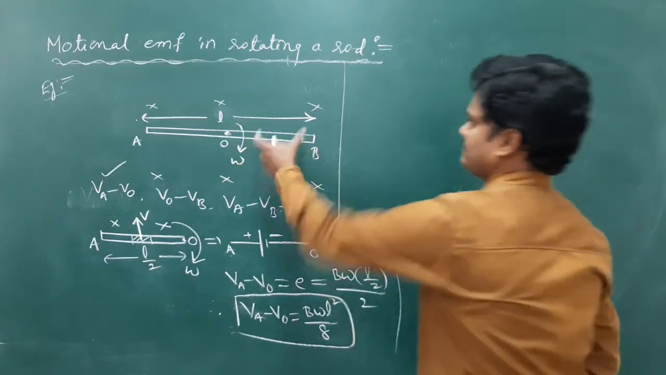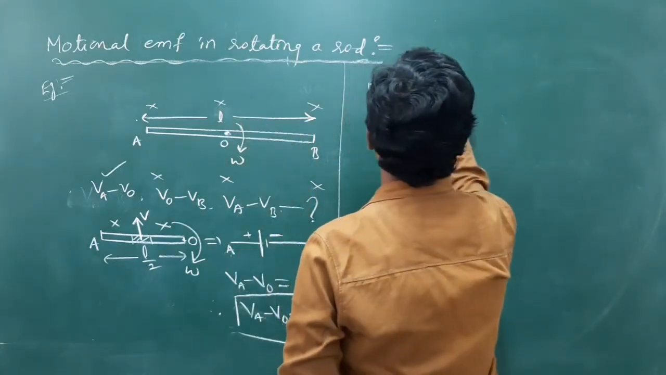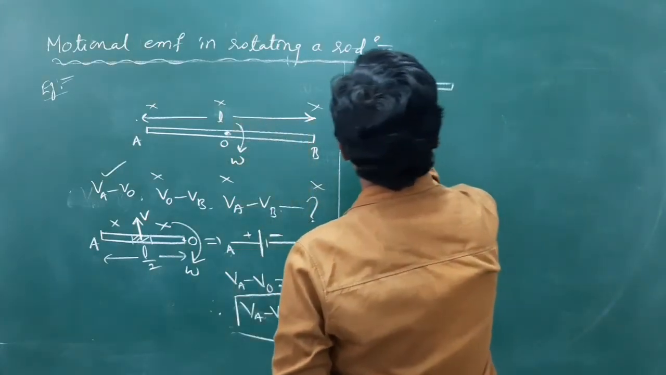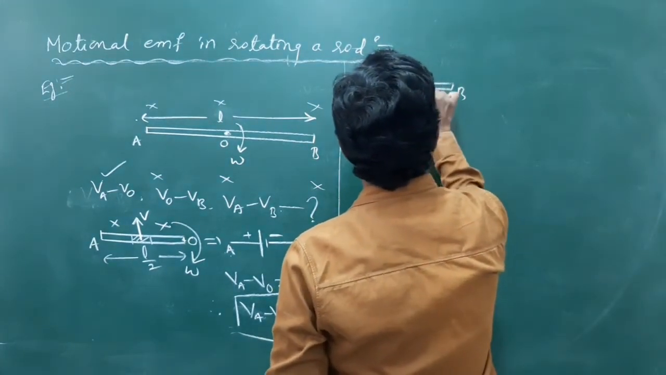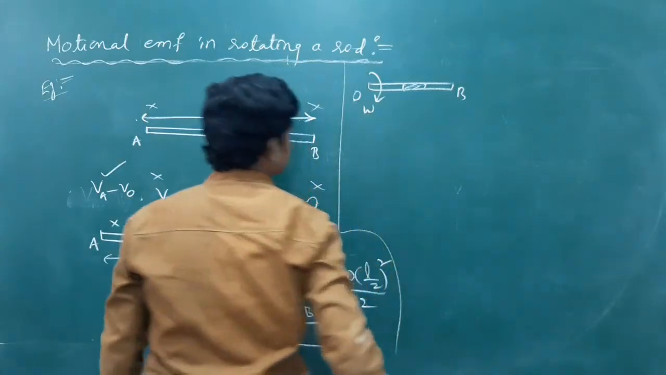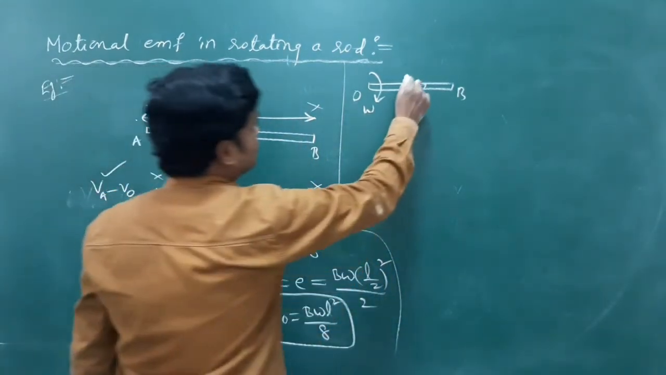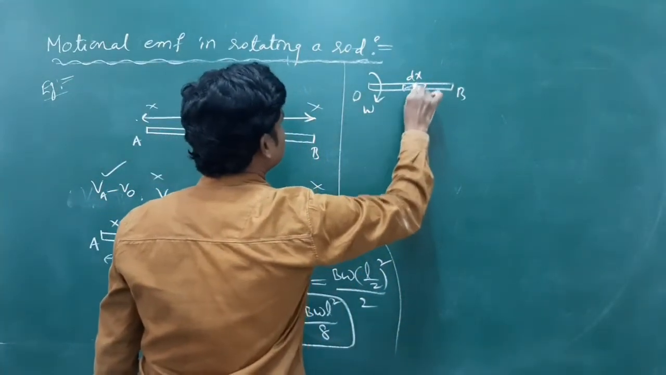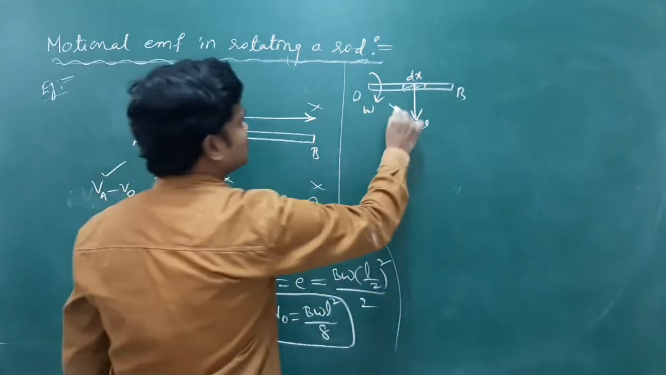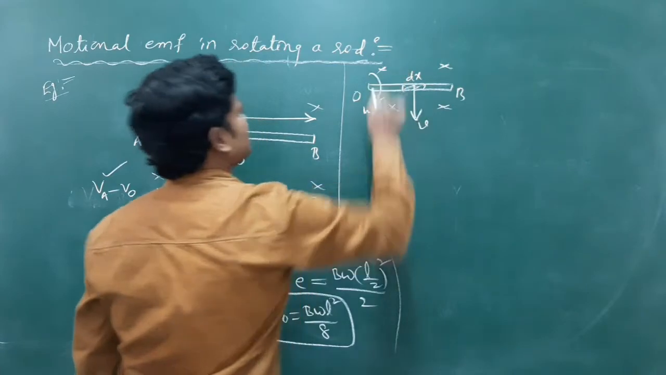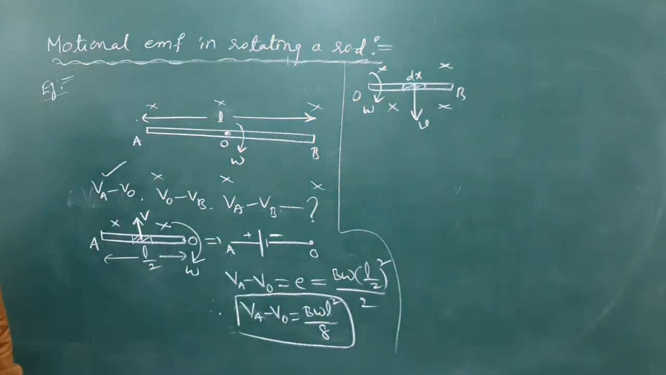Take this part, O, and the rod is moving like this. If I take a small part of the rod, in what direction is it moving? It is moving down. Field is into the board.